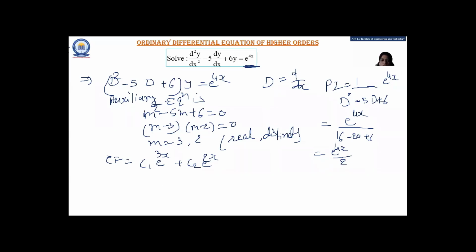So your general solution, that is the final solution, is CF plus PI. What is your CF? Your CF is C1 e raised to 3x plus C2 e raised to 2x, plus e raised to 4x by 2. So this is your final answer. Students, do you have any doubt about this example?